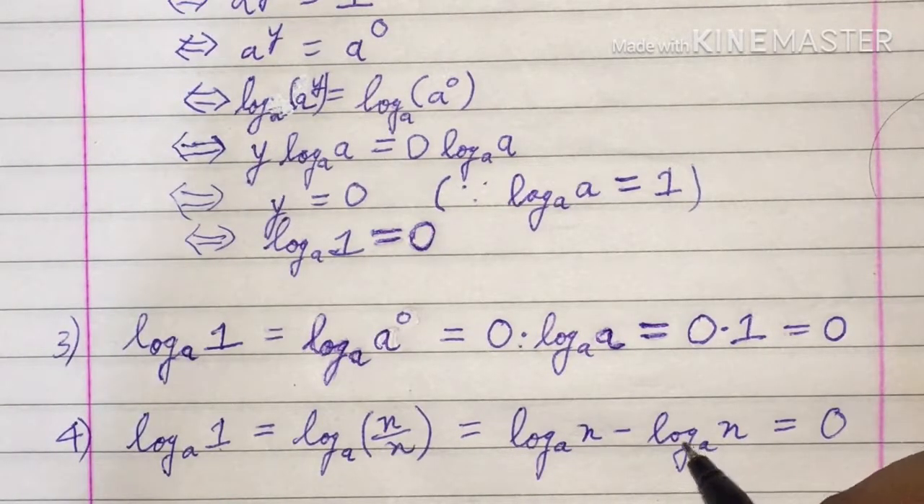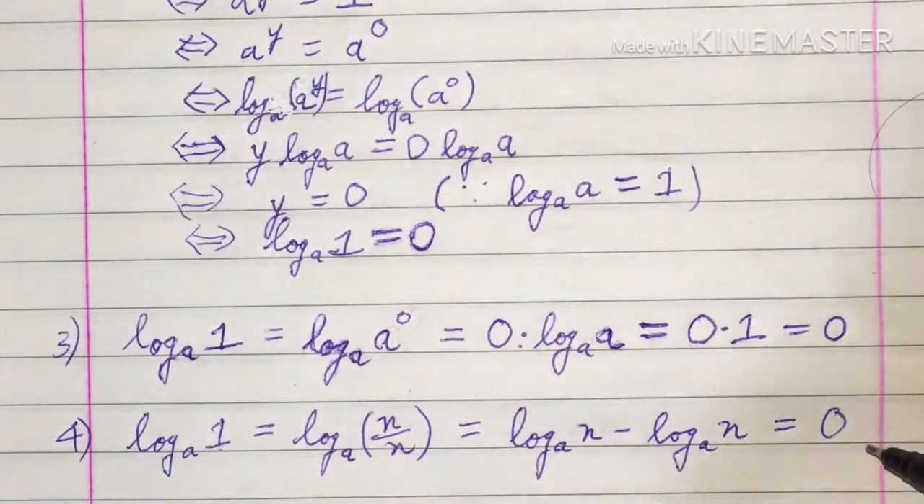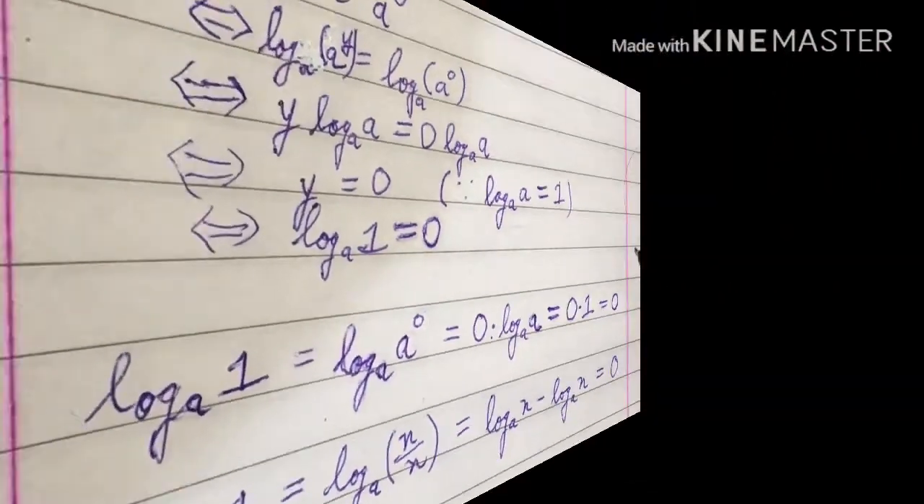Now any number, if added to its additive inverse, so basically here in this case it's just the difference, they'll just cancel out to give you the identity 0.